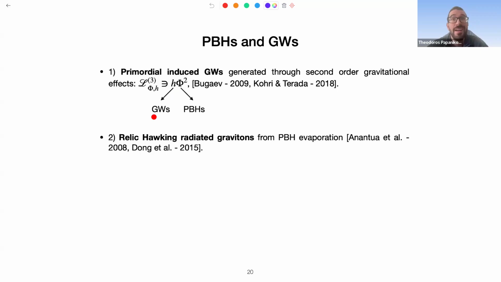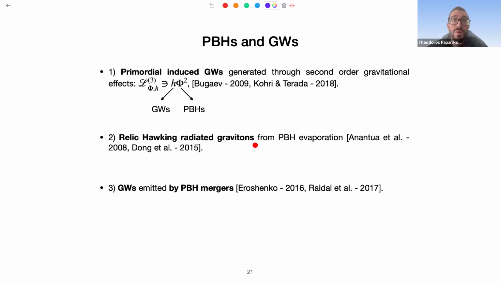We also have gravitational waves which are associated with the Hawking radiated gravitons emitted out of the process of Hawking evaporation. But these gravitational waves typically peak at very high frequencies and are not reachable with current gravitational wave observatories, or at least also future ones like LISA or Einstein Telescope. We also have gravitational waves which are associated with mergers of primordial black holes.